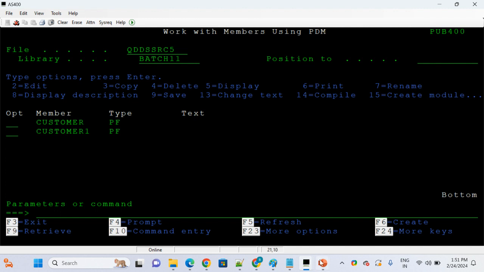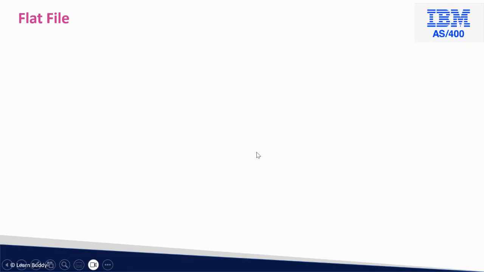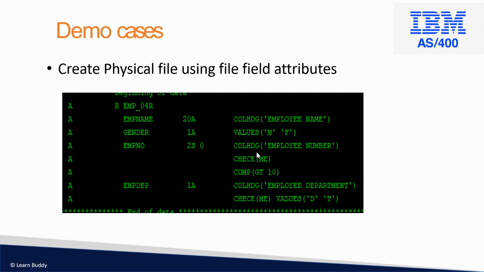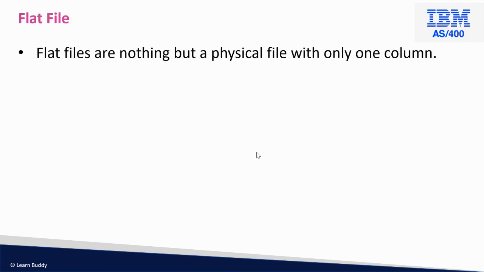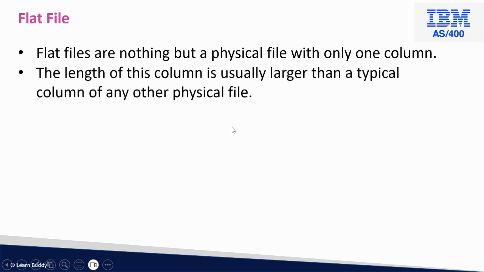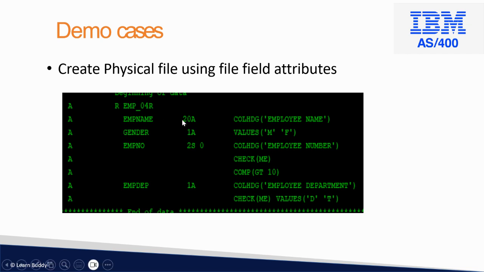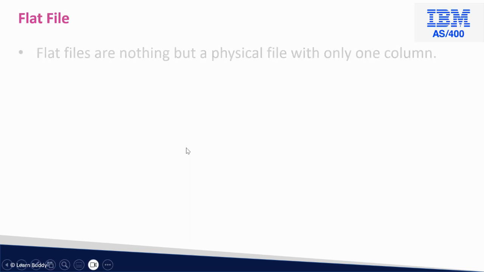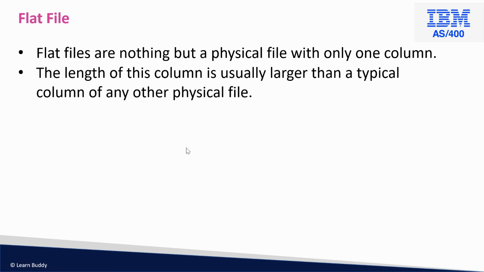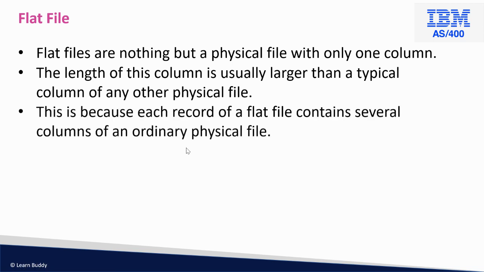So this is all about the physical files, the basic physical file. Okay, and now we'll get into the flat file. So what is a flat file? For a physical file, we gave some structure. We defined some fields with data type and length. When it comes to the flat file, it is a kind of text file where you don't have a structure. Flat files are nothing but a physical file with only one column. The length of that column is usually larger than a typical column of any other physical file. Here, the length of a column is maximum 20 or something, depending, but a flat file column length will be 100 or 200.